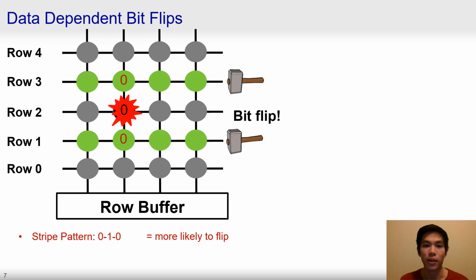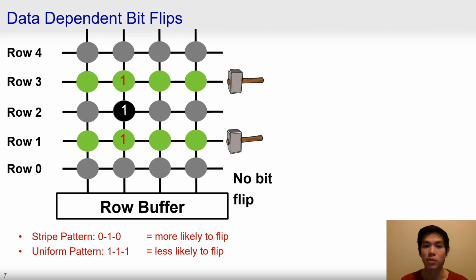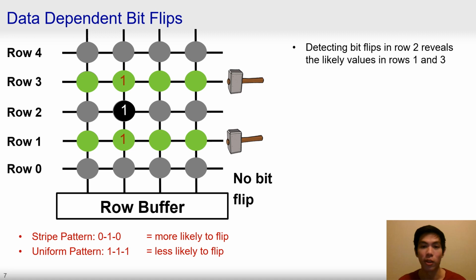Now, if we have a uniform pattern of 1, 1, 1 in a column, then the bit is less likely to flip even after hammering. Striped patterns result in flips, while uniform patterns do not. Thus, if an attacker can somehow induce frequent activations of rows 3 and 1, then by observing whether or not a bit flips in row 2, he can infer the likely values in rows 1 and 3. In this manner, the data from the outer rows bleeds into the middle row.